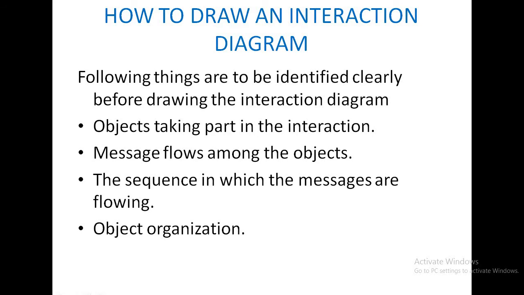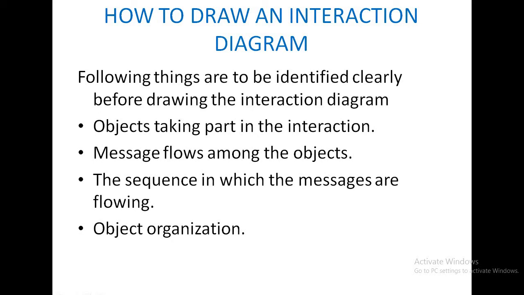So how to draw an interaction diagram? The following things are to be identified clearly before drawing the interaction diagram. The first thing is the objects taking part in the interaction, the different objects that are involved in the interaction, the message flow among the objects, the sequence in which the messages are flowing, and the organization of objects. These are identified in the interaction diagram.